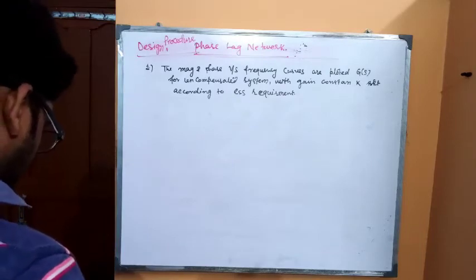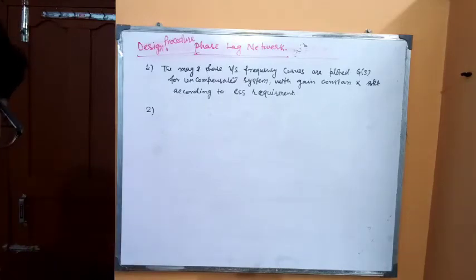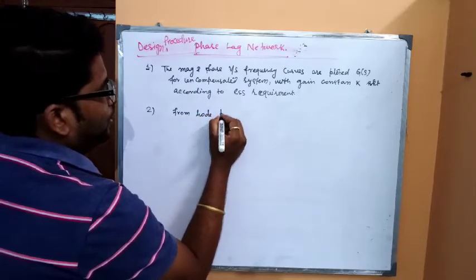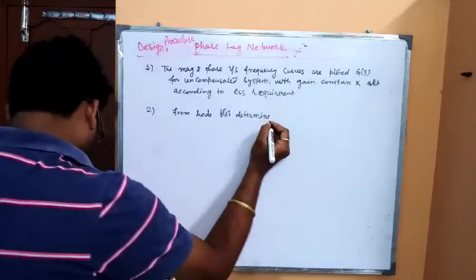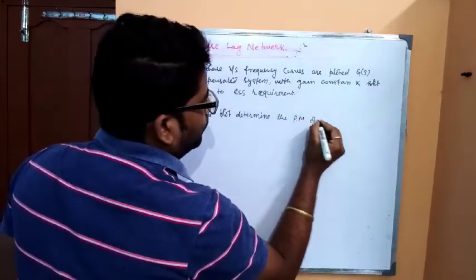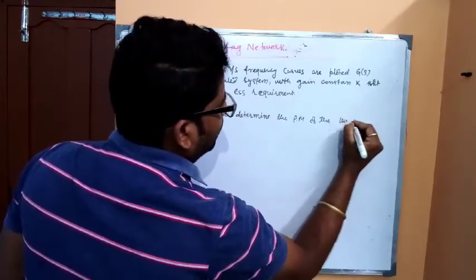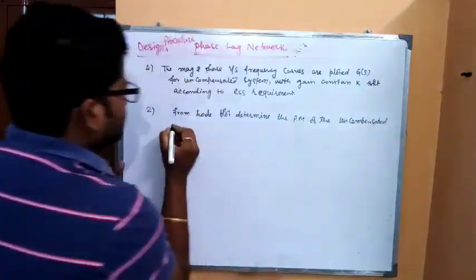Now step 2, or the second step: from the Bode plot, determine the phase margin of the uncompensated system.